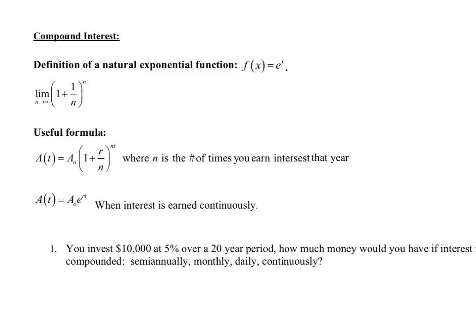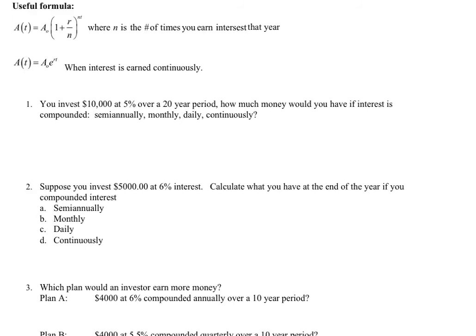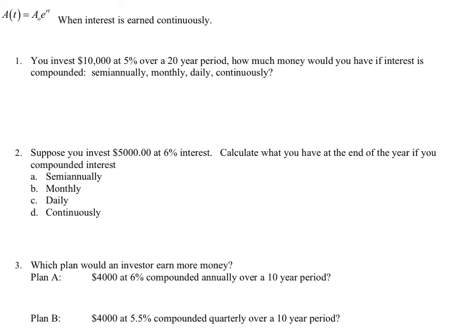So if we take a look at these examples down here, the first one, I have $10,000 to invest at 5% over a 20-year period. How much money would you have if interest is compounded semi-annually, monthly, daily, and continuously? So first, semi-annually, that means n is 2.